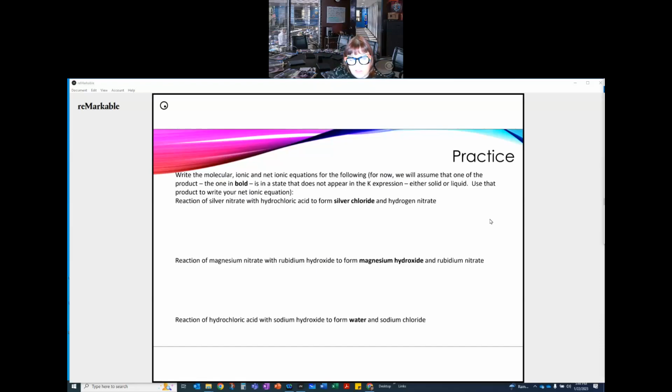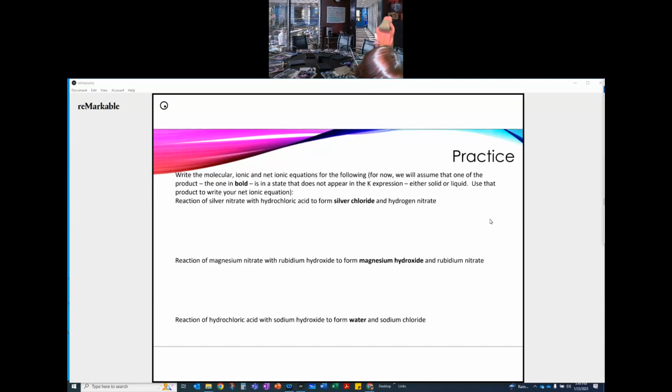All right, now I asked you to look at these three reactions, right? Silver nitrate with hydrochloric acid to form silver chloride and hydrogen nitrate. Reaction of magnesium nitrate with rubidium hydroxide to form magnesium hydroxide and rubidium nitrate. And the reaction of hydrochloric acid with sodium hydroxide to form water and sodium chloride. Okay. Let's start with our first one.